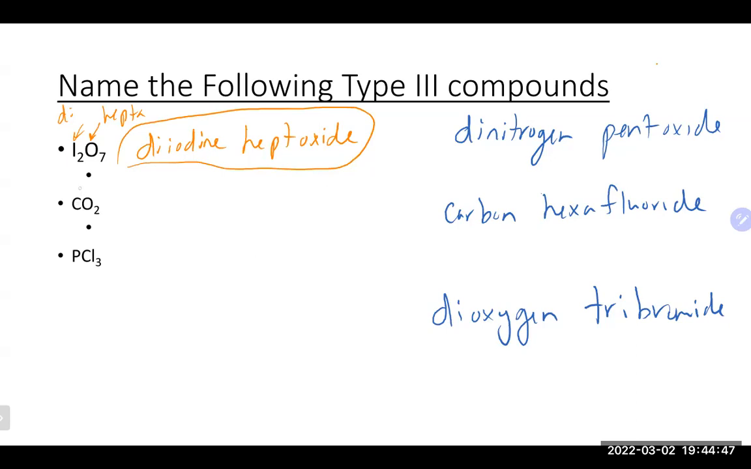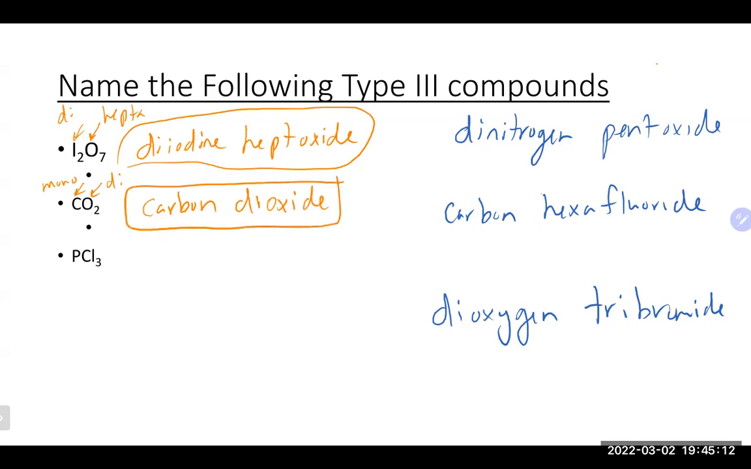Coming down here again, we see carbon, which is a nonmetal. We see oxygen, which is a nonmetal. Again, we just want to roll into prefixes. The prefix for 1 would be mono. The prefix for 2 would be di. Do I use mono on the first name? I do not. So we're just going to go with carbon in this case. The second name does get the prefix and the IDE. So that would be our carbon dioxide in this case.